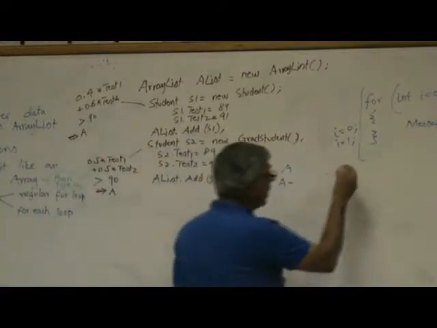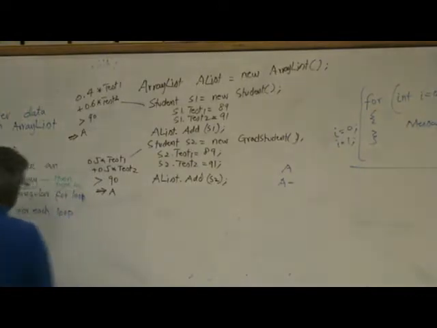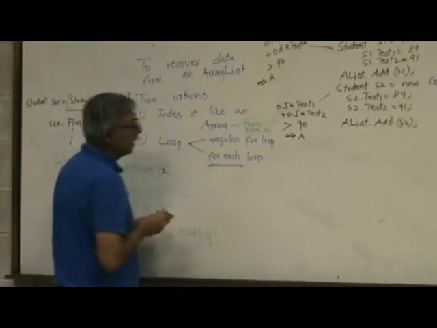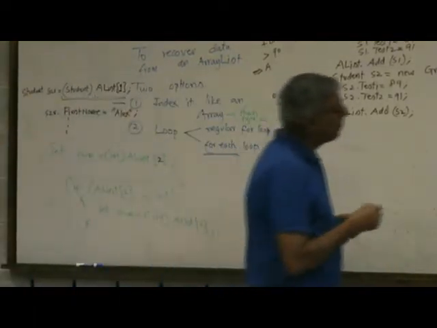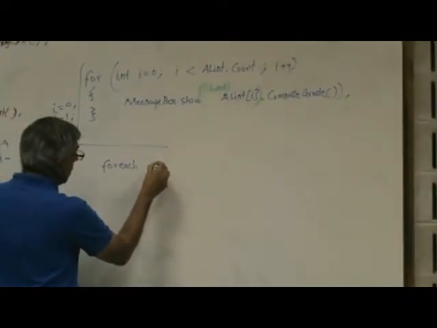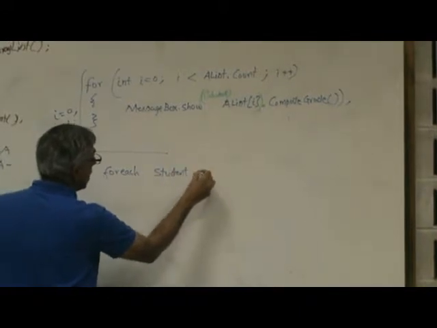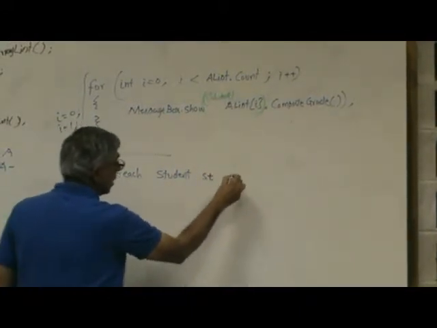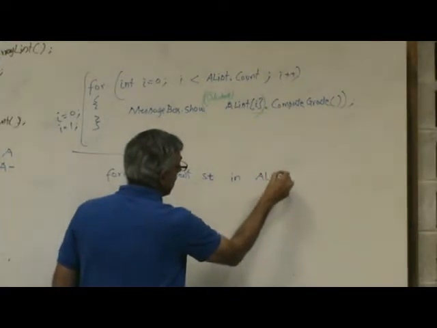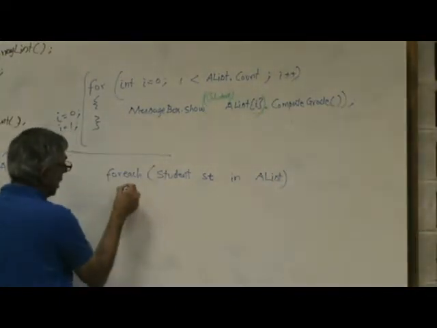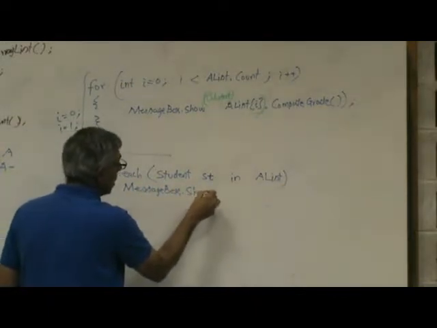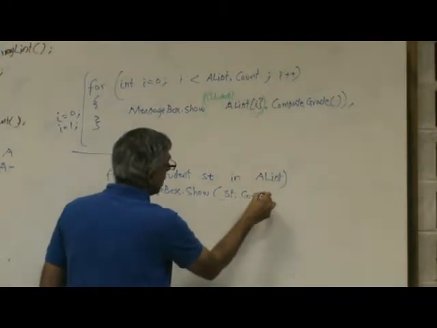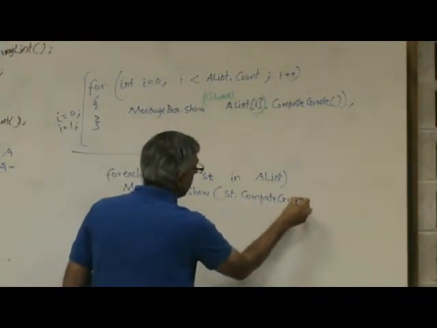There's another loop, as I mentioned, another easy loop available, especially for dealing with collections, called the for each loop, okay? The for each loop looks like this. For each student ST in a list and message box dot show ST dot compute grade.